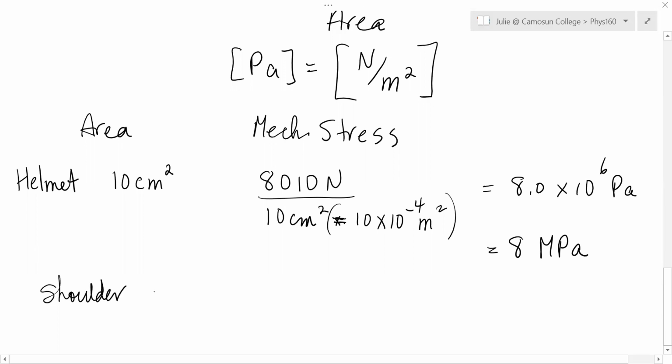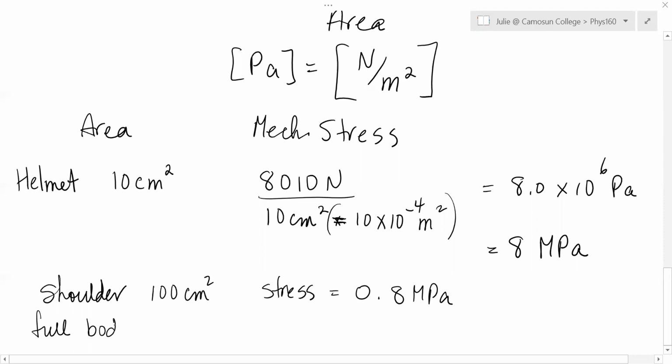If he were to crash into something using his shoulders, and the area there may be about 10 times that, say 100 square centimeters, then the stress would be 10 times smaller. When you increase the area, you decrease the stress. And so this would be 0.8 megapascals. If you took it to the full body, the football player, so let's just estimate that to be 1 square meter, then the stress would be 0.008 megapascals.